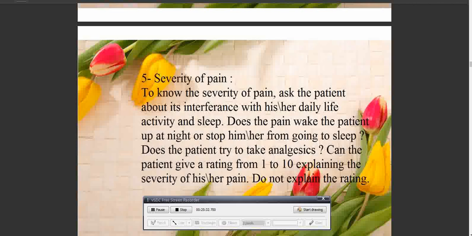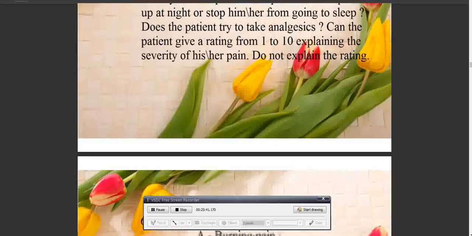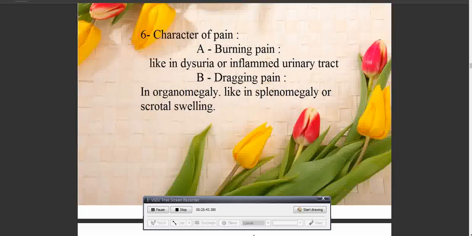And another patient tries to take analgesic, and the patient gives a rating from 1 to 10 explaining the severity of his or her pain, and does not explain the rating, you as a clinician. So the character of a pain can be burning. You see, we are Socratizing all this. So burning pain, like in the series of inflamed urinary tract, dragging pain in an organomegaly, like in splenomegaly or scrotal swelling, etc.